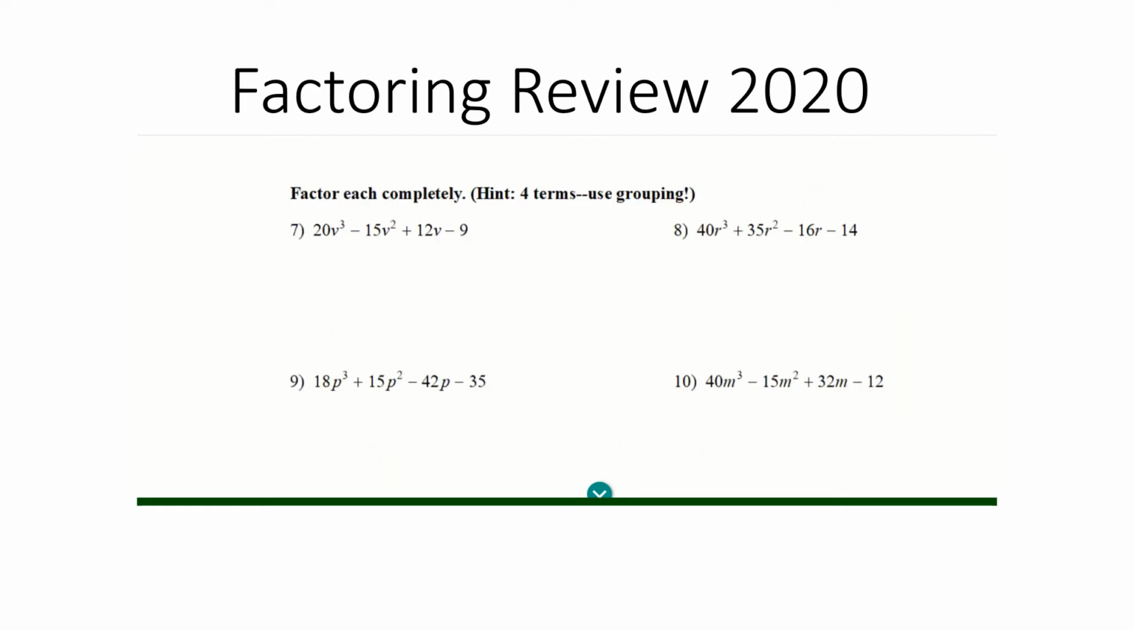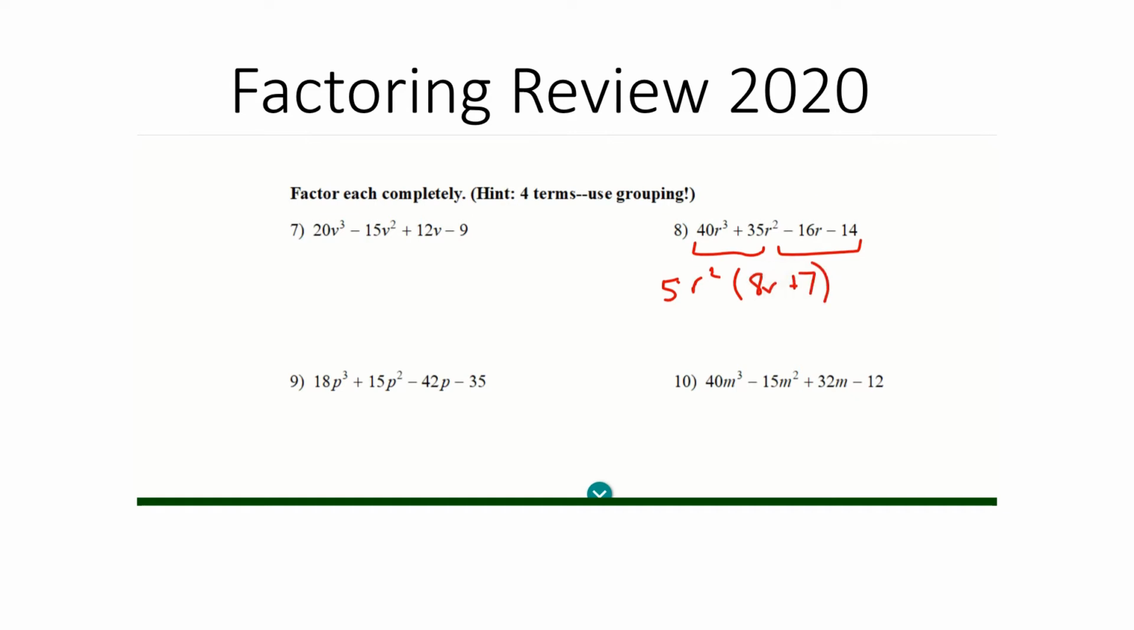Go to the second kind. And I put a hint here. It says factor completely. The key is that there's 4 terms, and so you're going to use grouping to factor this. That means you're going to group the first 2 and the second 2 and take the GCF out of each. So the biggest number that goes into 5 and 35 and 40 is 5. Leaves me with r squared also goes out of there. So I have 8r plus 7.